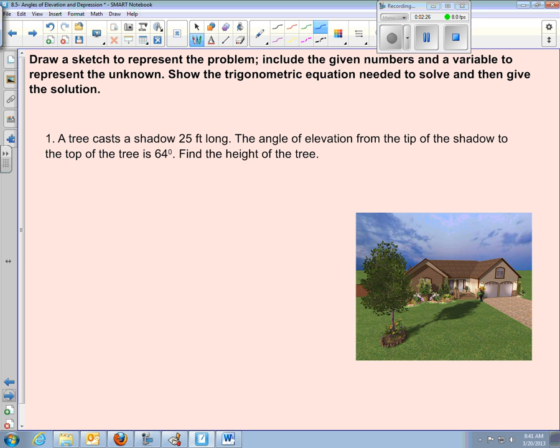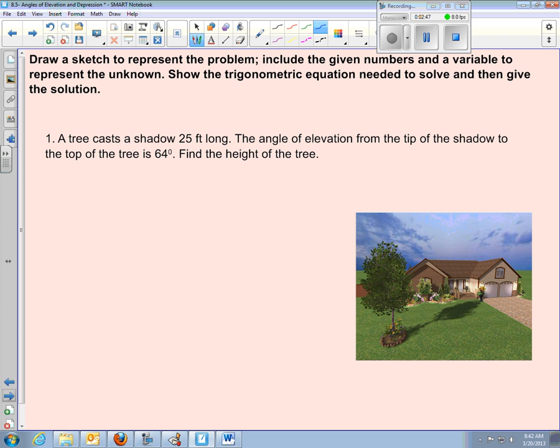All right, so let's just get right into it. All of these problems are going to be following the directions. Draw a sketch to represent the problem. Include the given numbers and a variable to represent the unknown. Show the trigonometric equation needed to solve, and then give the solution. So draw a picture, write a trig function, and solve it.